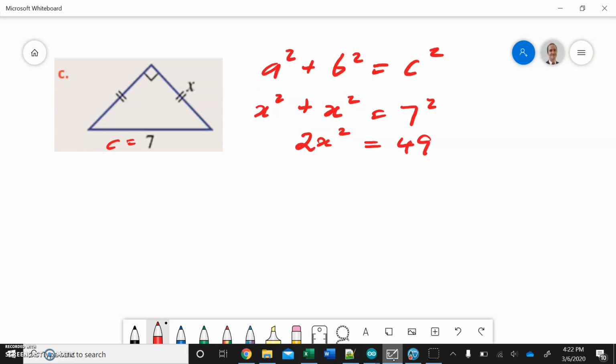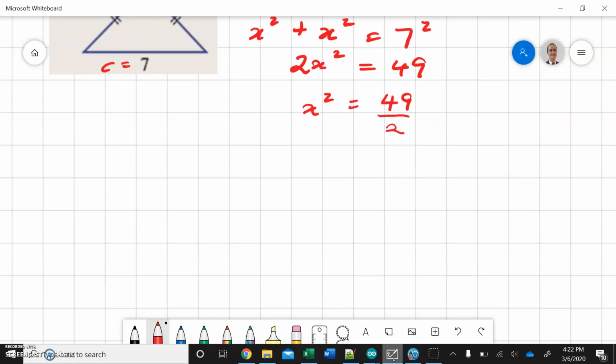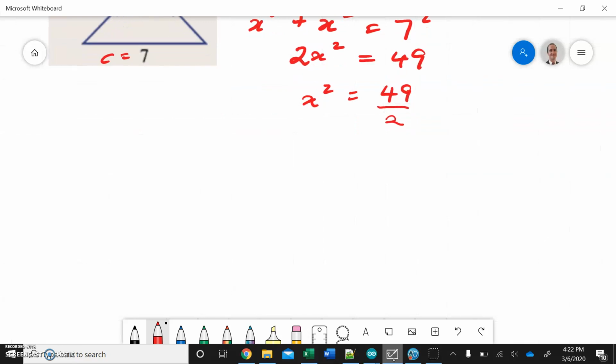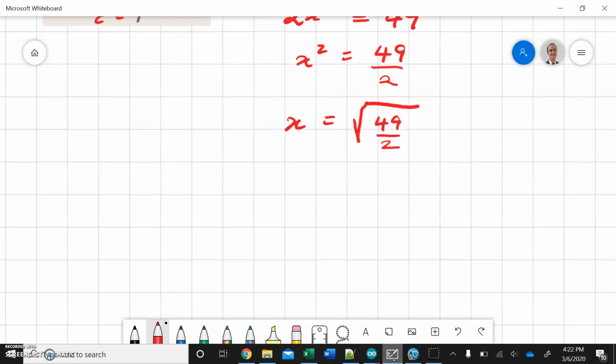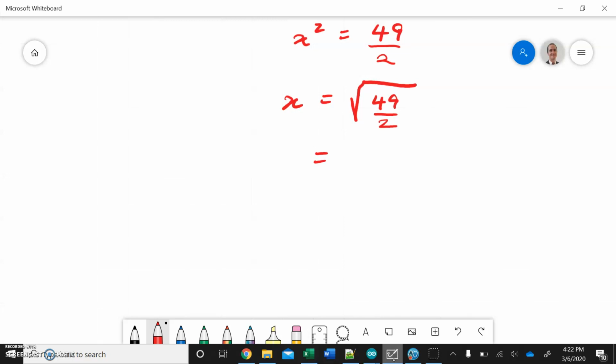Now we want to essentially get x equals something over here. So the first thing we want to do is to divide both sides by 2. If we divide both sides by 2, we get x squared equals 49 divided by 2. Then we want to get rid of that square, so we take the square root of both sides. So we get x equals the square root of 49 divided by 2. And if you like, you could evaluate that a little bit further, because the square root of 49 is 7, so we get 7 divided by root 2.